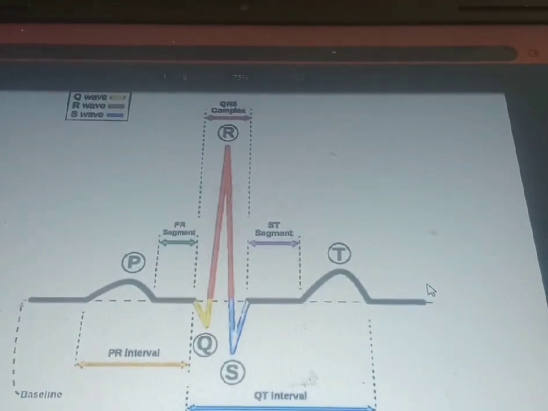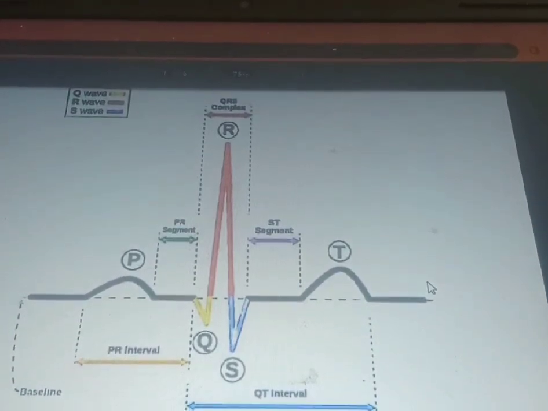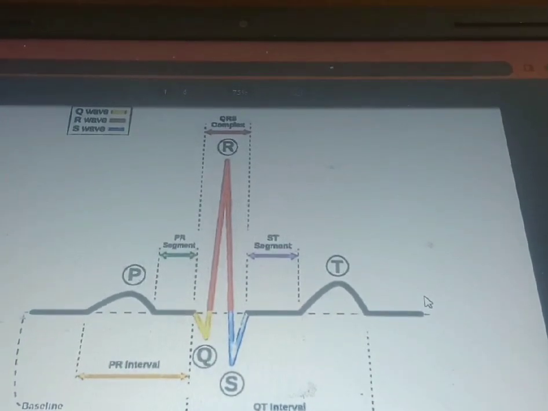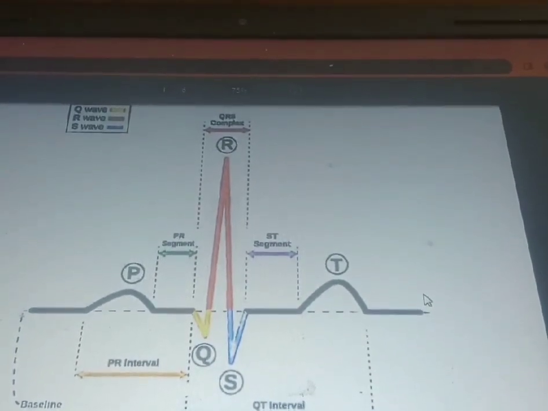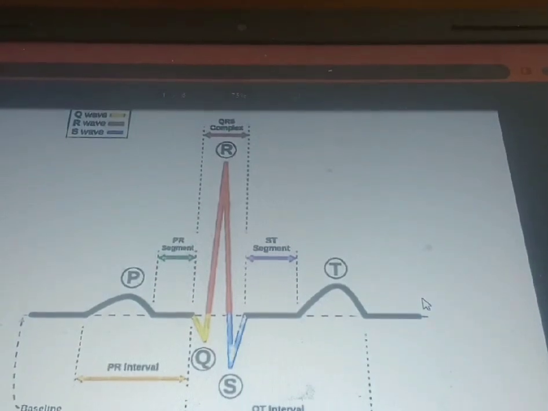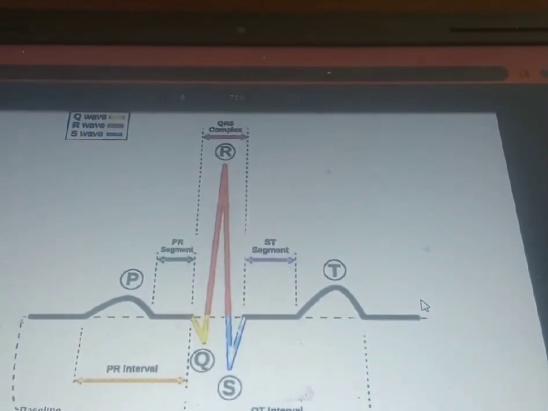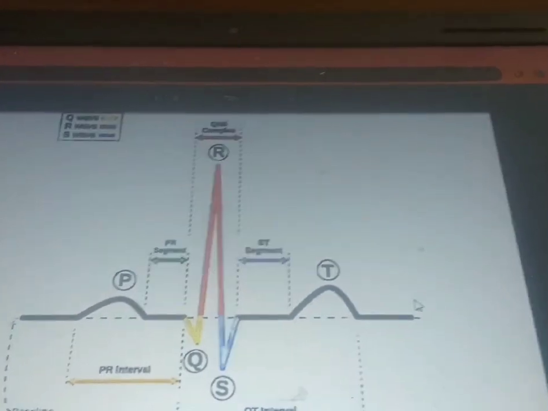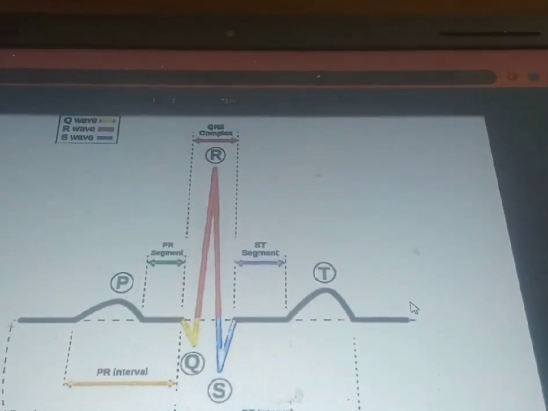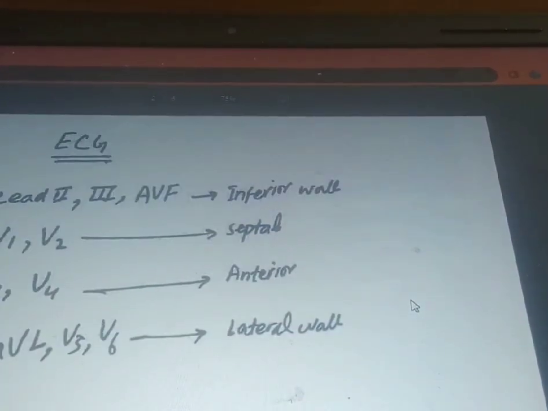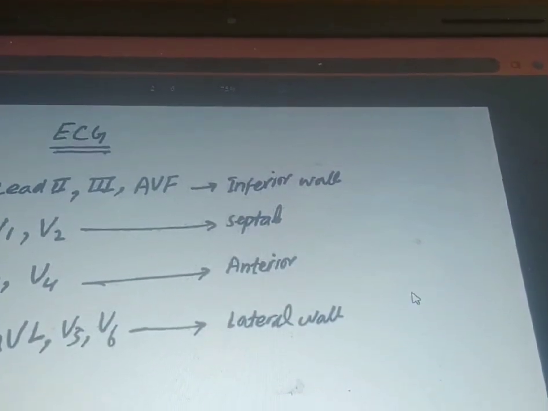We are focused on the P wave duration, the QRS complex height and its width, and the T wave, its height and duration. And we are also to focus on the ST segment. Further we proceed. This is ECG.